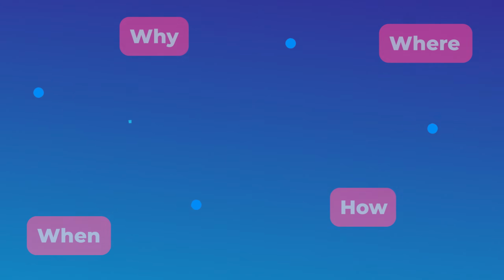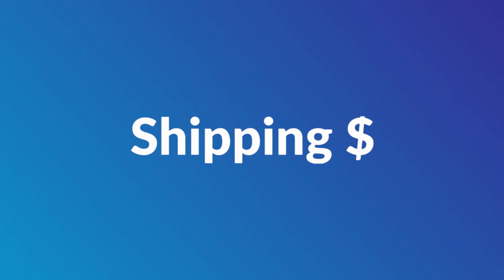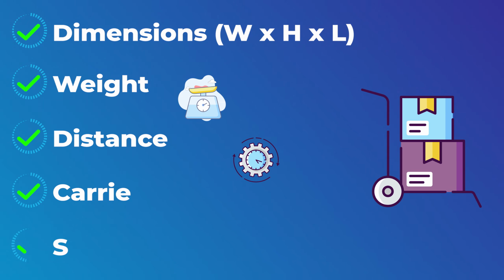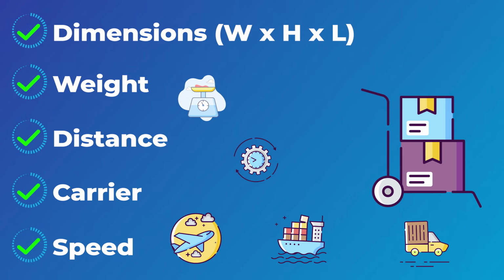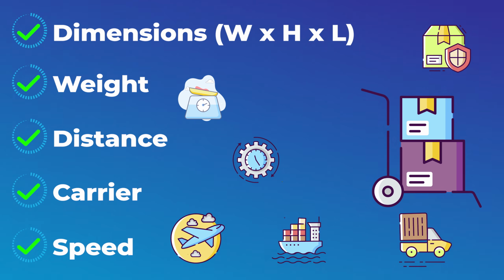Today's example is about calculating shipping costs. Typically, calculating the cost to ship a package depends on a few factors and variables. It can include things like package dimensions, weight, the distance between the origin and the destination, the carrier, the speed, how fast you want the package to be delivered, value of the package, and so on.